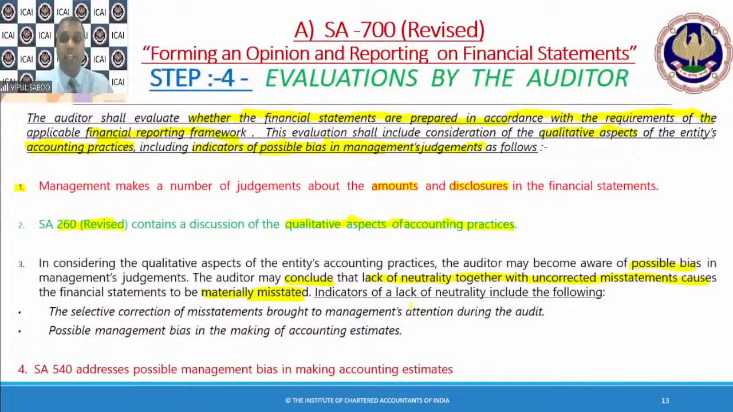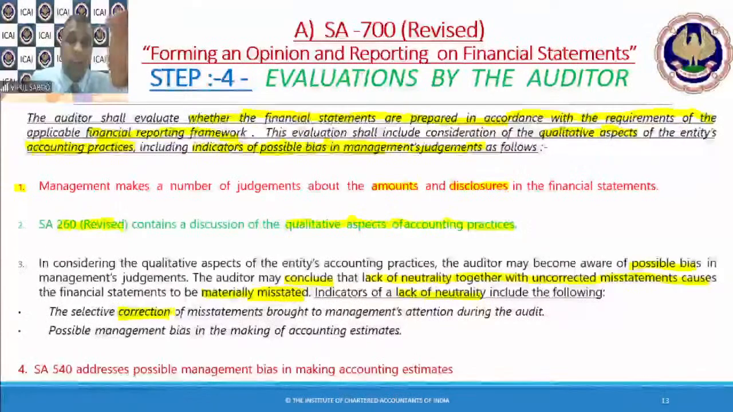What could be the indicators of lack of neutrality? The selective correction of misstatements brought to management's attention during the audit. We brought 10 misstatements to the management's attention during the audit. They just corrected 6 to 7 out of them. All the remaining 4, they said, no, sir, this cannot be corrected. Let it be as it is. They're not conforming to the accounting practices, but still the management wants to keep it that way only. Management bias.